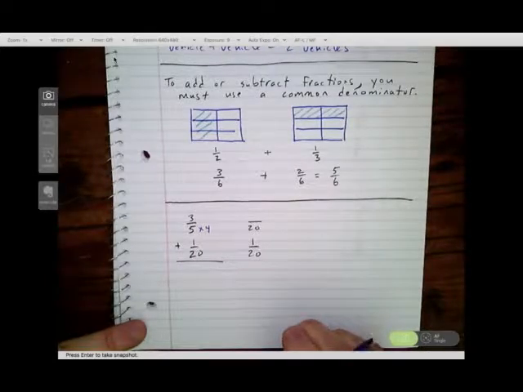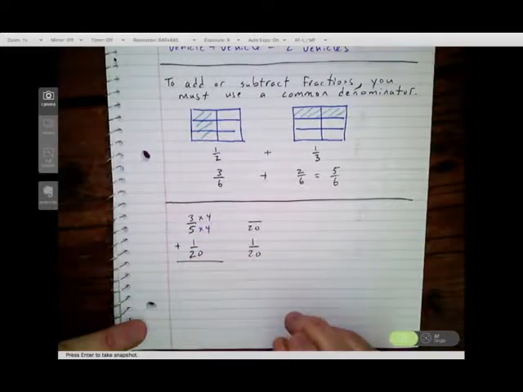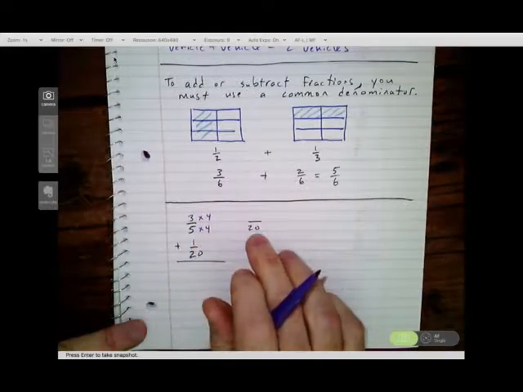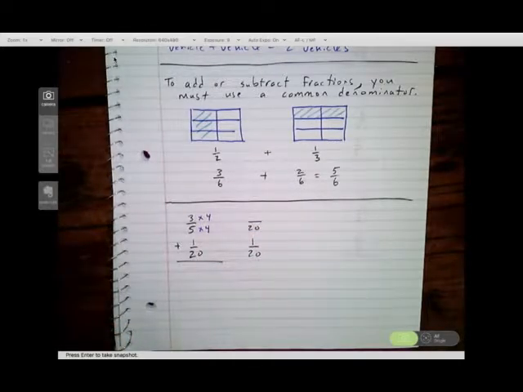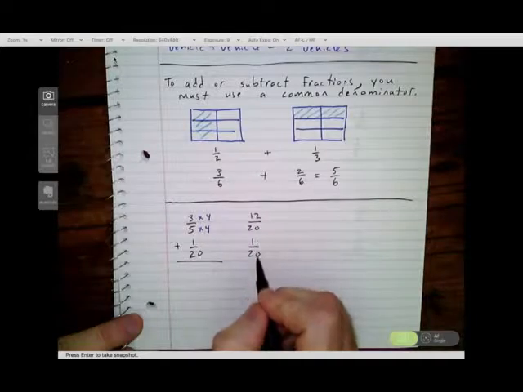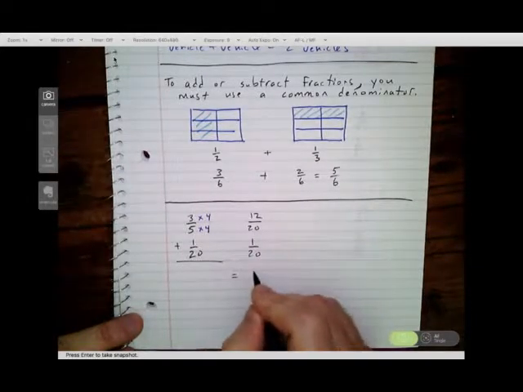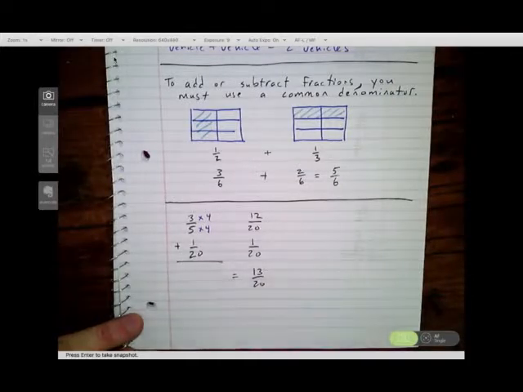Okay, so if you remember, we need to have an equivalent fraction to 3/5. So if we multiply the bottom by 4, I have to multiply the top by 4 also. So 5 times 4 gives me 20, and 3 times 4 gives me 12. Okay, so now look, I've got the same denominator, so now I can add them up. 12/20ths plus 1/20th is 13 out of 20, 13/20ths.